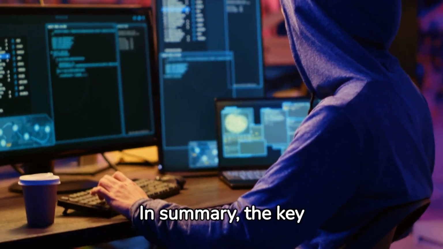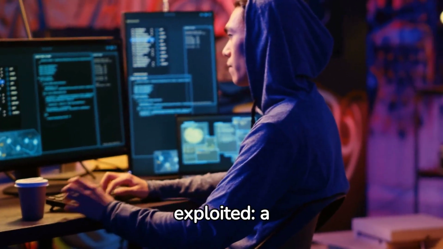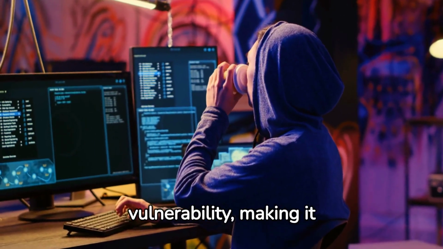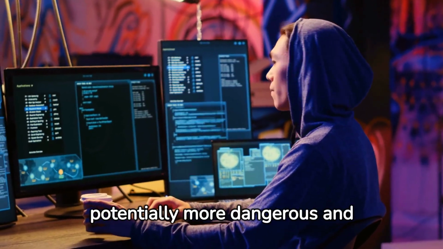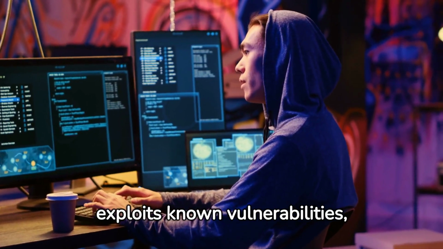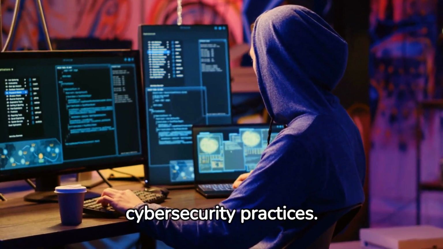In summary, the key distinction lies in the status of the vulnerability being exploited. A 0 day hack targets an unknown, unpatched vulnerability, making it potentially more dangerous and difficult to defend against, while a regular hack exploits known vulnerabilities, often succeeding due to inadequate cybersecurity practices.